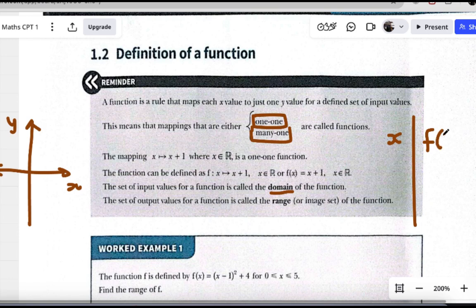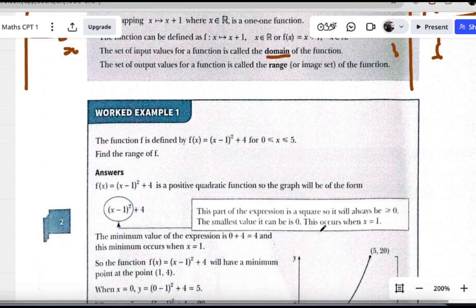Remember I started by saying f of x means equal to y. F of x is equal to y. It's the same thing. So the x values are the input and these are the output values. If you have 2 as input and then you have 4 here, and you have 3 here, you have 6 here. So you can tell the relationship. If you have 1 here, you have 2 here. You can tell that this is a linear relationship and this is a one-to-one type of function.